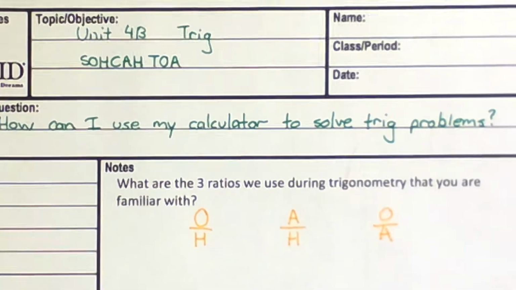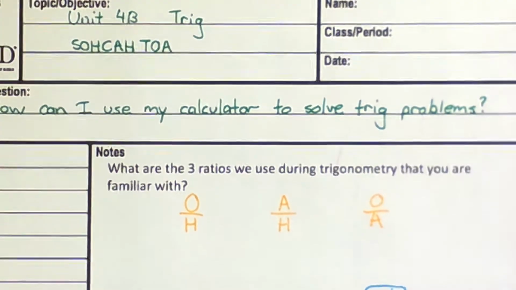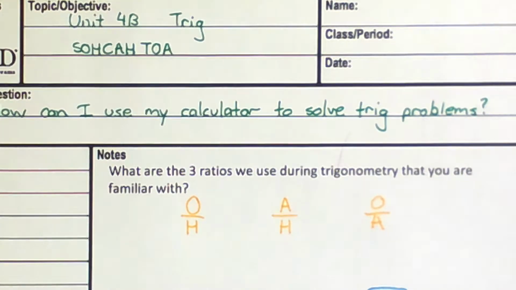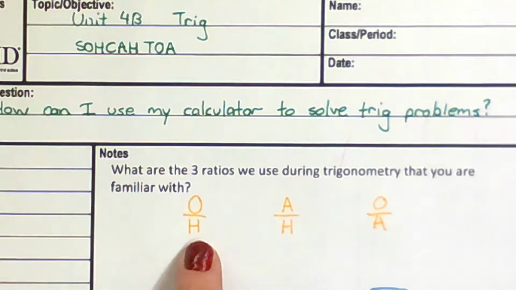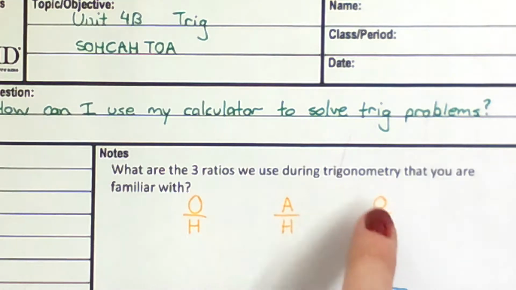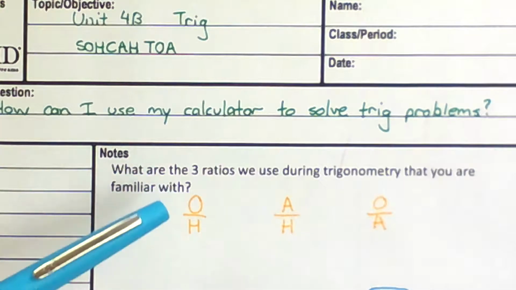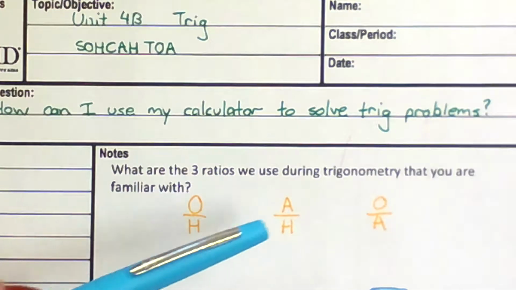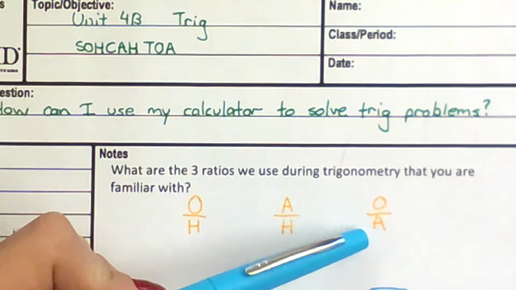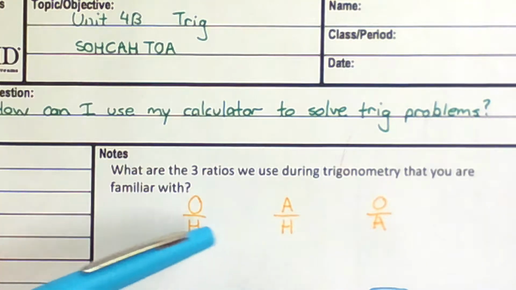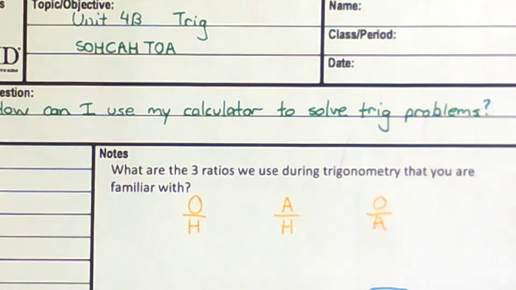The first thing I want to bring up is, what are the three ratios we use during trigonometry that you are familiar with? So you should be thinking of O over H, A over H, and O over A. So far we know that this is opposite over hypotenuse, adjacent over hypotenuse, and opposite over adjacent. Now these three ratios, what we have not talked about yet is that they actually have a name.